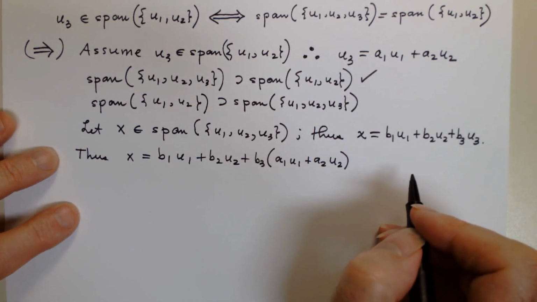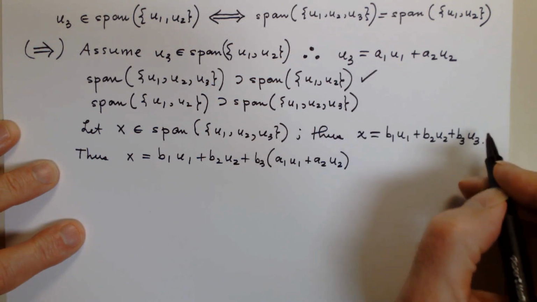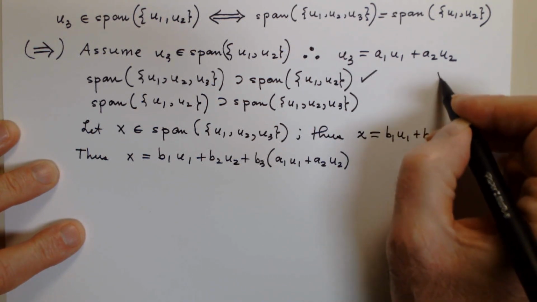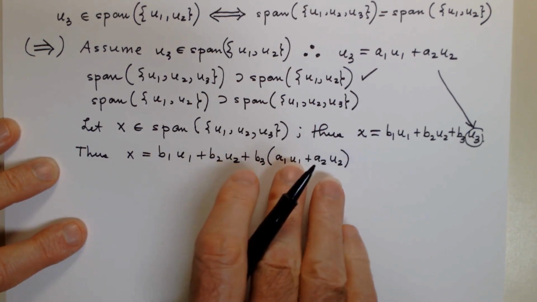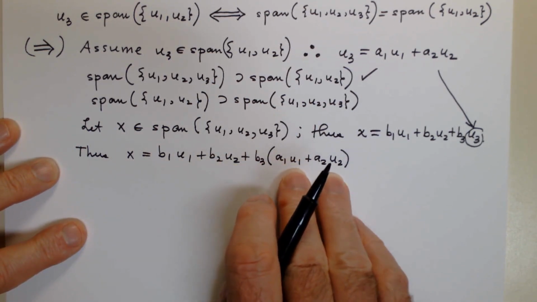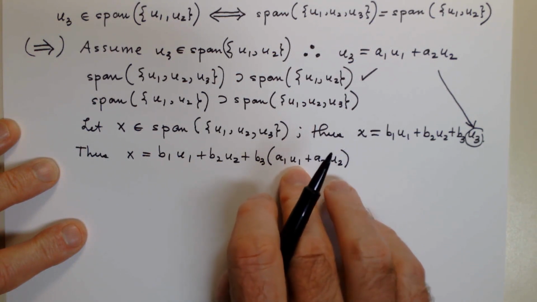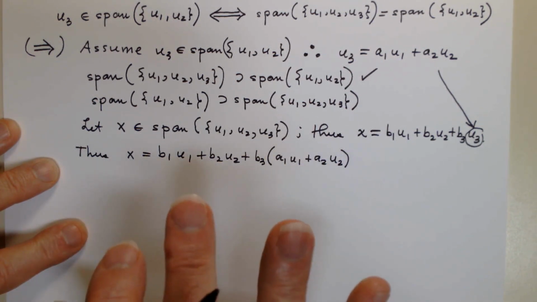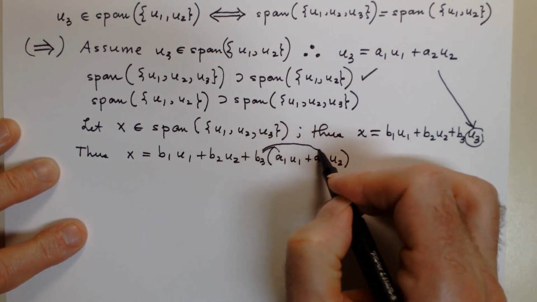Okay, that's the crucial move right there. Since this is true, I am free to use it in place of U3 right there. And so that's how I introduce this. I can replace U3 by A1U1 plus A2U2. A1U1, A2U2. Okay, good.